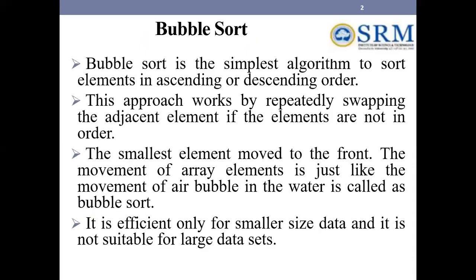First, bubble sort. Bubble sort is the simplest algorithm to sort elements in ascending and descending order. It's very easy to implement. How does it work? This approach works by repeatedly swapping the adjacent elements if the elements are not in order. So here, comparison and swapping are two important operations in bubble sort.